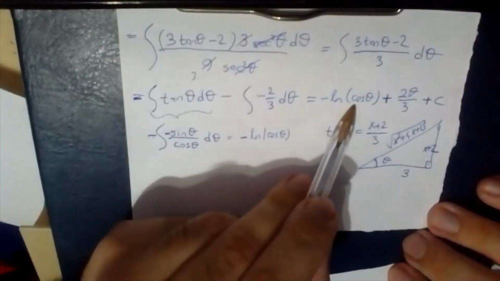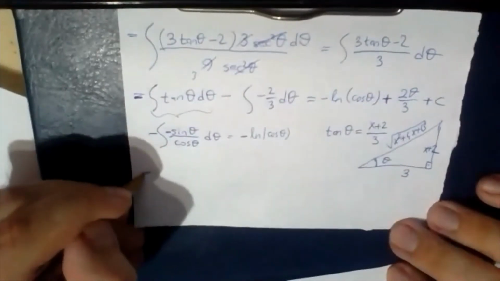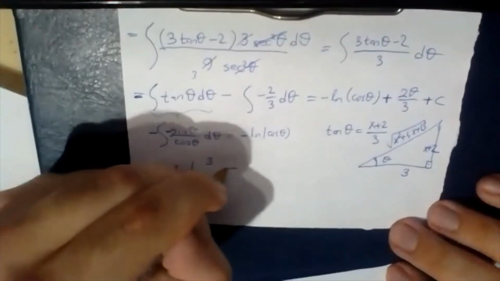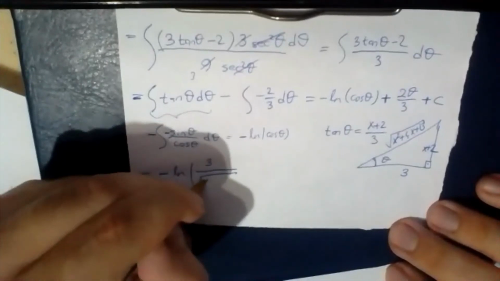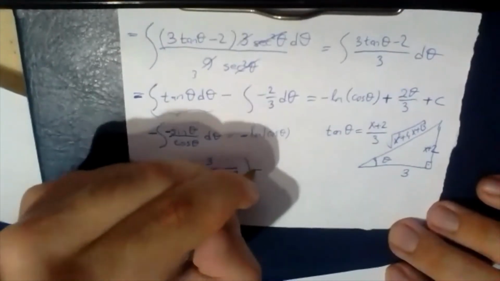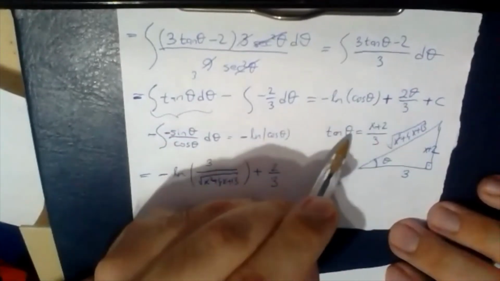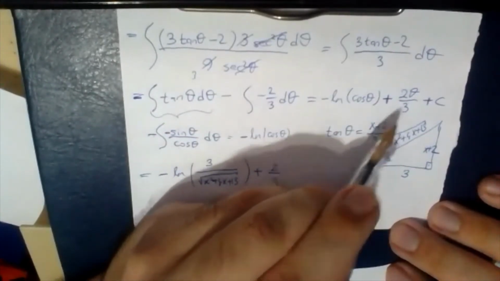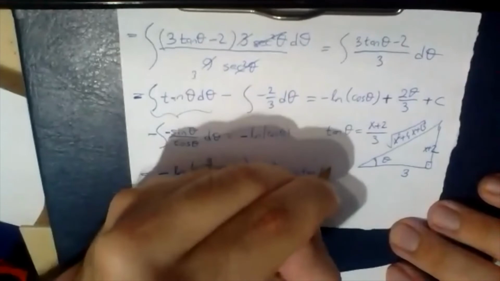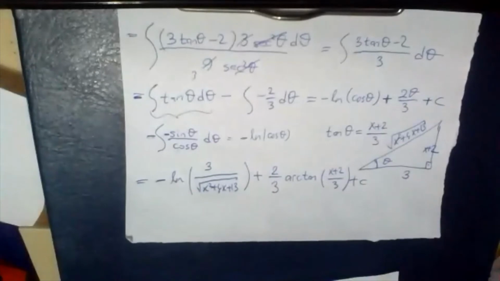So what is cosine theta? 3 over the square root of x squared plus 4x plus 13. So minus ln of 3 over the square root of x squared plus 4x plus 13, plus 2 over 3 times theta. If tangent theta is equal to (x plus 2) over 3, what is theta? Taking arctan of both sides, it will be arctan of (x plus 2) over 3, plus a constant c. That was the answer.